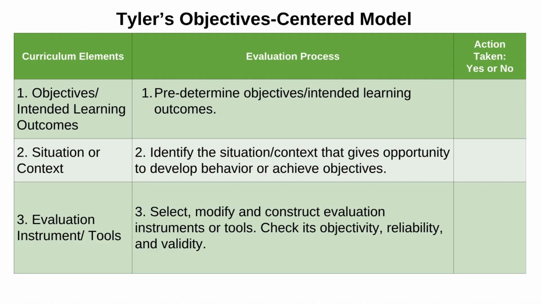3. Evaluation instruments or tools. This step is about selecting or designing tools that will help us measure the achievement of the objectives. Example. You create a quiz with both multiple choice and open-ended items assessing the use of the quadratic formula. Evaluation criteria. Objectivity: are the items free from bias? Reliability: will the test yield consistent results over time? Validity: do the items truly measure what they are intended to?